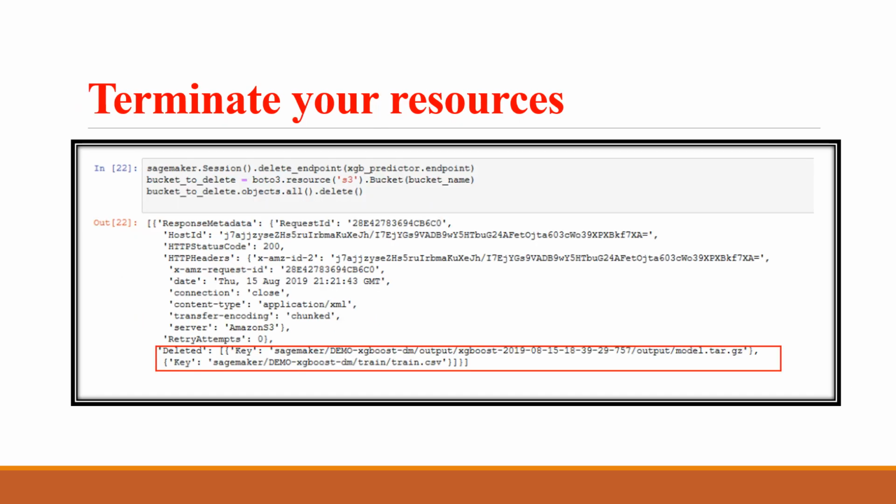And the next step is to terminate your resources. We need to terminate the resources so that it does not increase the cost. For terminating the resources, we need to delete the SageMaker endpoint. For this, we will simply use this code. So finally, the model is deployed on Amazon SageMaker.